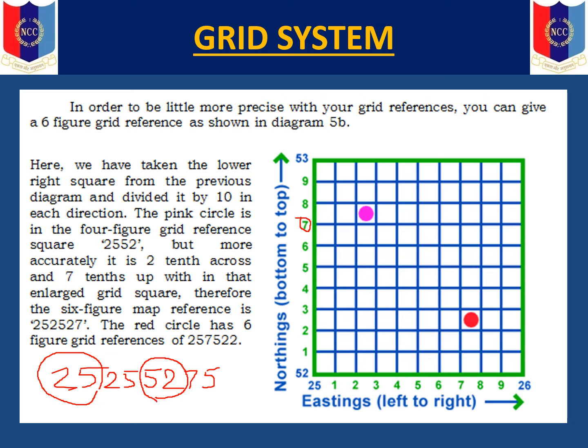It will be 2, 5 is the easting. We'll just circle it, 2, 5. Then, for example, if this landmark lies exactly in the center between 7 and 8 and also 2 and 3, so eastings is between 7 and 8. So you have to write 7, 5 here, and then the northings 52. We'll just circle it here. It is between 2 and 3. So you write 2, 5 if it is exactly in the center. So the same rule applies.